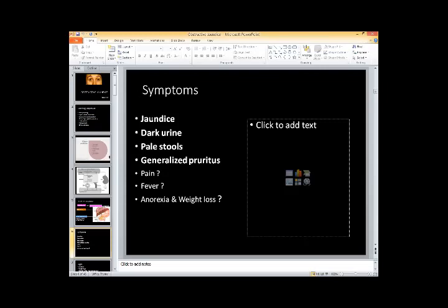So if a patient has jaundice, that means maybe hepatic jaundice, prehepatic jaundice, or post-hepatic jaundice. But if the patient has darker urine and pale stool, that means obstructive jaundice. Similarly, generalized pruritus means obstructive jaundice or conjugated hyperbilirubinemia. Okay, I hope you will understand this.